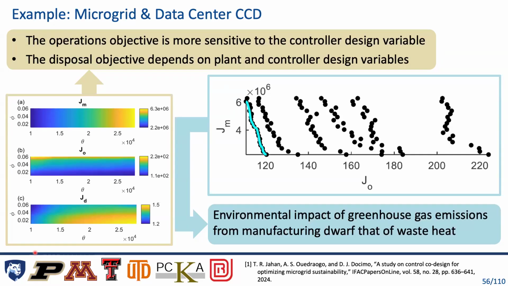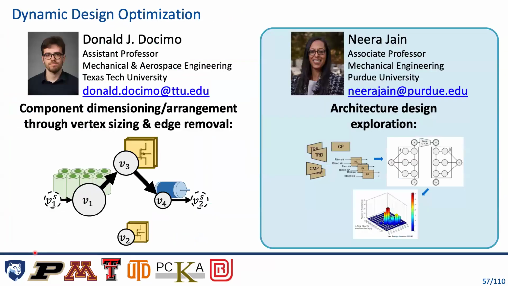Now, that's not going to be true for everything. It would slide depending on how much you're using gas turbines and things like that to generate your power. But that's something that we were able to look into and discover by setting up our control co-design problems through these graph-based methods. So that wraps up my part. I'm going to hand it over to Neera so she can get into the details on architecture design exploration.